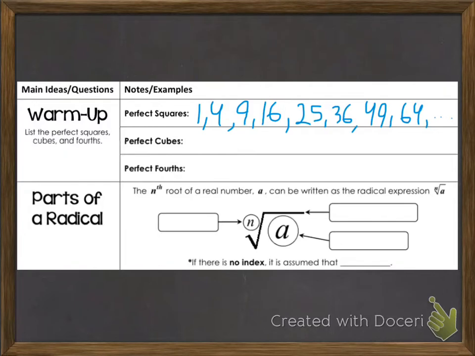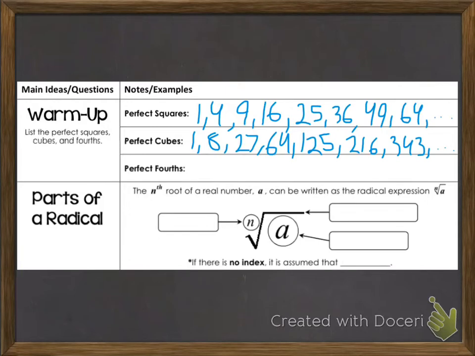So now perfect cubes, same thing, but now you're doing it a third time. So we're going to have 1, 8, 27, 64. It's interesting, 64 is both a perfect square and a perfect cube. Interesting. 125, 216, 343, and so forth. Once again, you just take a number and multiply it by itself 3 times.